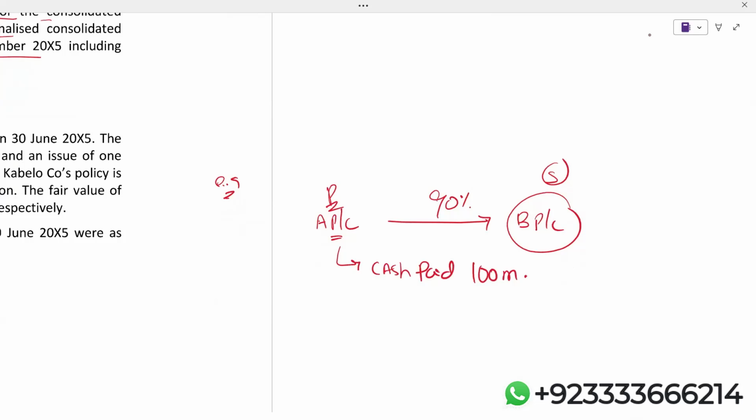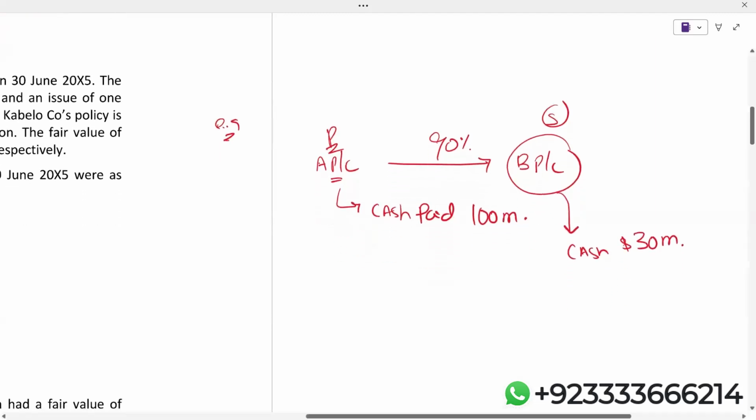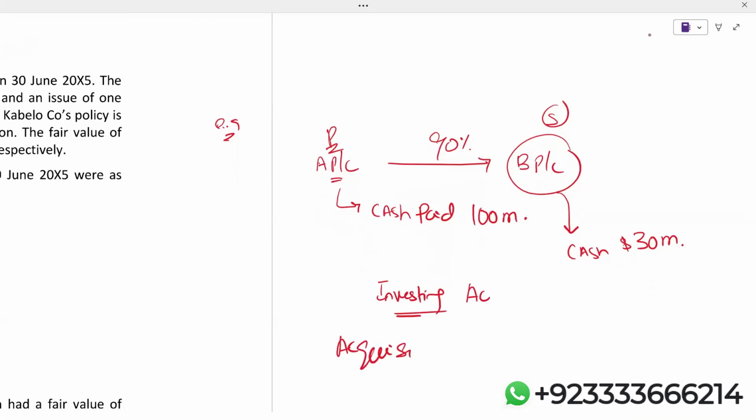We know that acquisition of a subsidiary is an investing activity. Let's say APLC paid 100 million to acquire BPLC. At the time of acquisition, BPLC had cash of, let's say, 30 million. So in the group cash flow statement, under investing activities, acquisition of subsidiary, acquisition of BPLC.